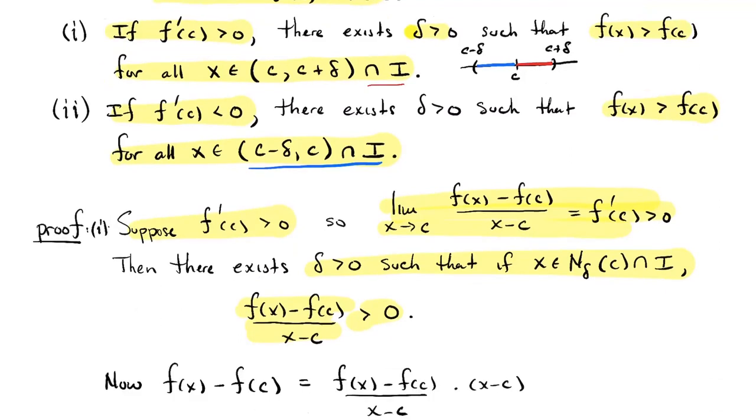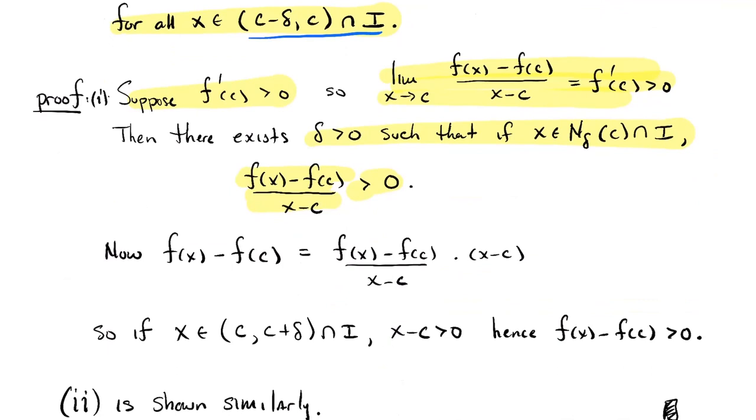Cool. Okay, so that's just an old limit law. And now just by some algebra, if I look at f(x) minus f(c), well, it's certainly equal to that difference quotient times x minus c. And here's where the one-sided neighborhood comes in.